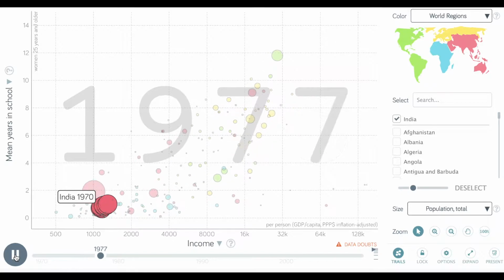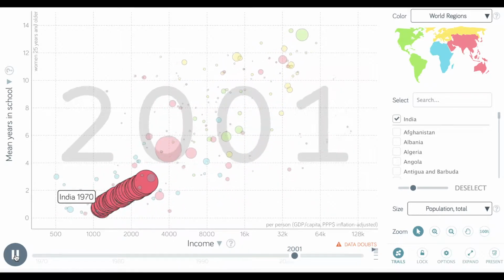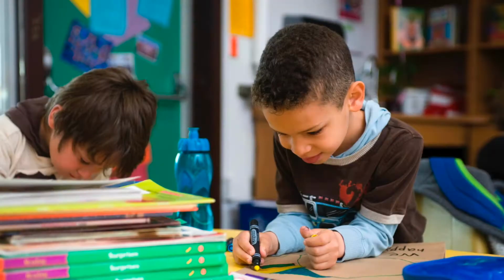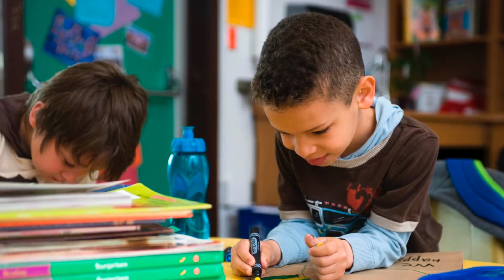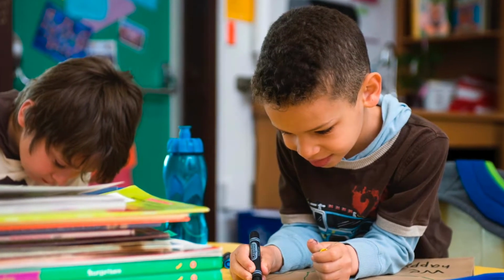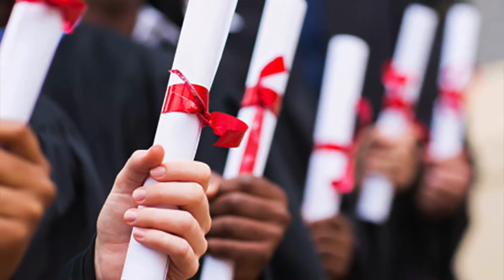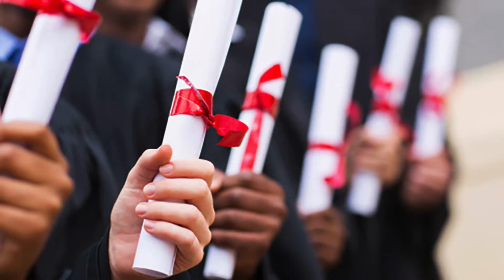For women in the same group, the mean years of schooling was 0.6, and the income was $1,170 in 1970. In 2009, the mean years of schooling was 3.4 years, and the income was $4,180. Other graphs included on Gapminder show more years of education for young people and a higher income for these people as well. As education systems improve and become more accessible, countries improve overall. On average, the more years someone is in school, the greater their income in the future.